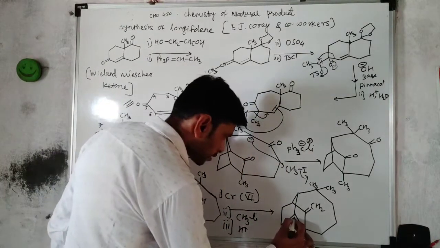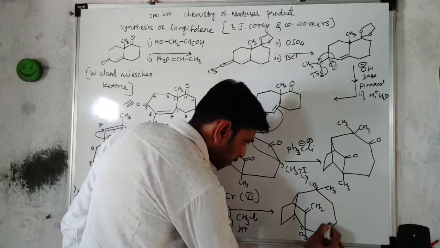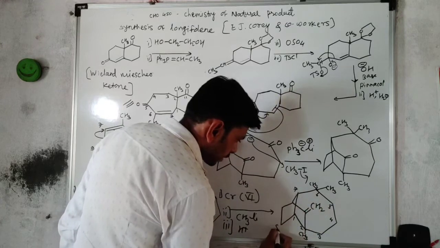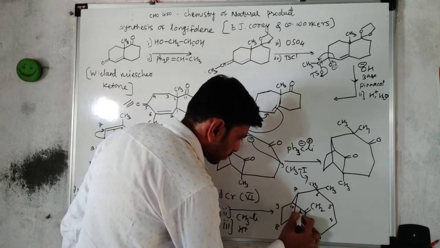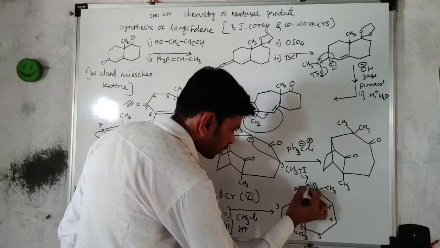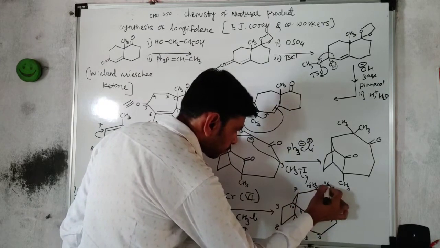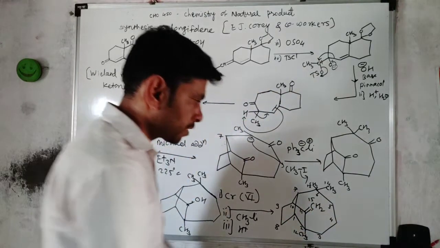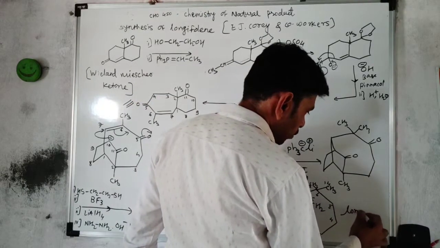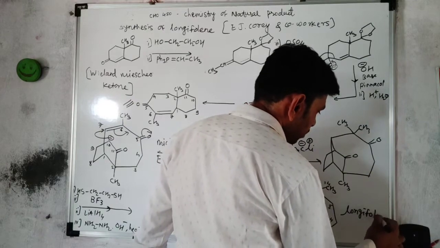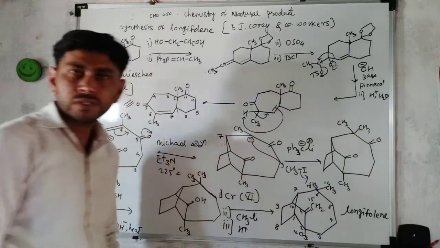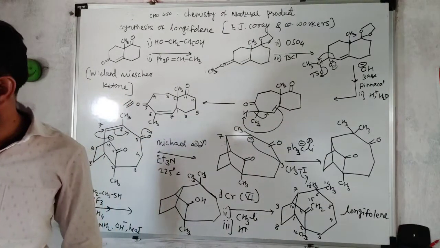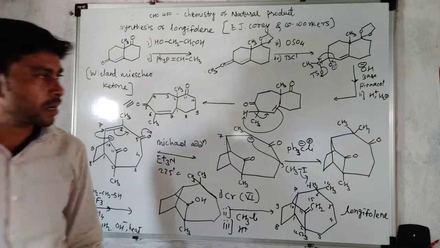If we look at this compound, give number 1, 2, 3, 4, 5, 6, 7, then 8, 9, this 10, 11, this carbon number 12, and this is 13, this is 14, and this is 15, double bond CH2. So this compound is obtained, and we know that this compound is Longifolene. So this is the first successful synthesis of Longifolene, obtained by E.J. Corey and co-workers in 1954.